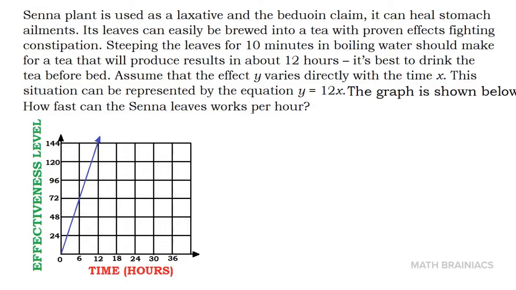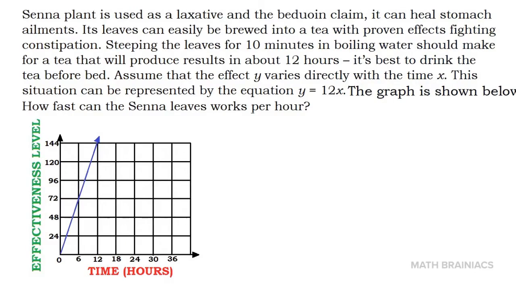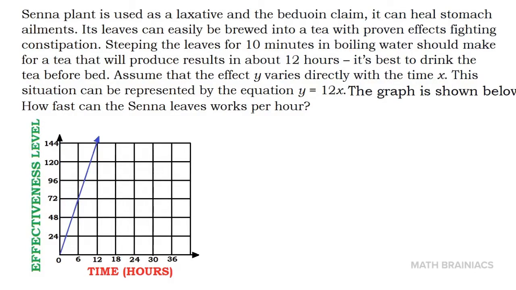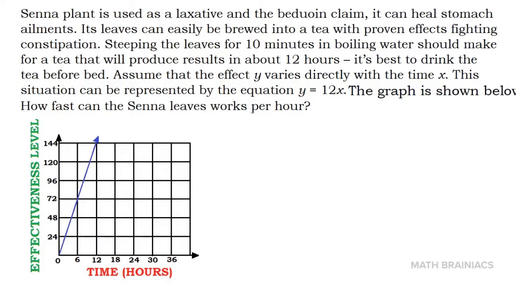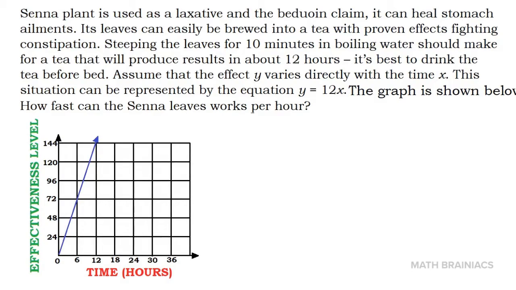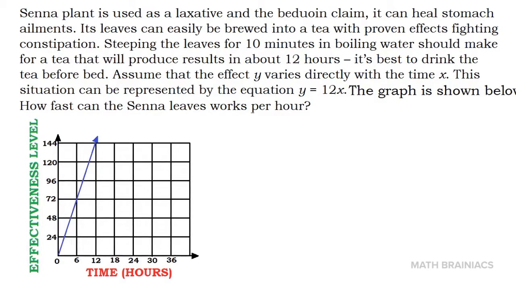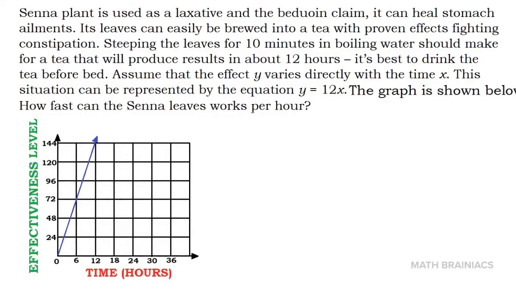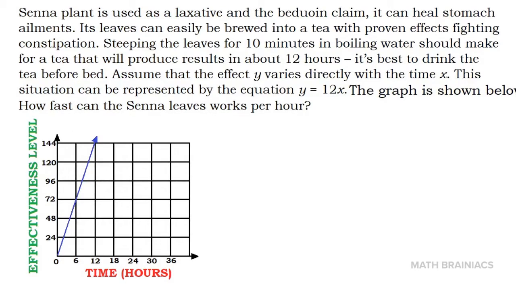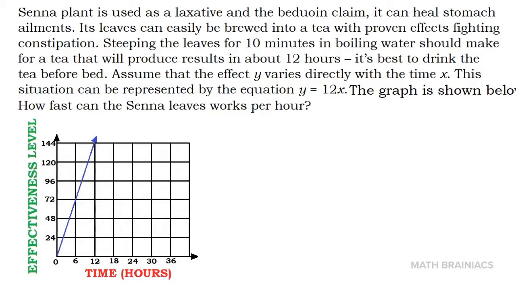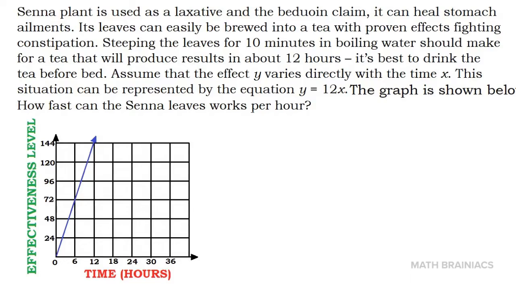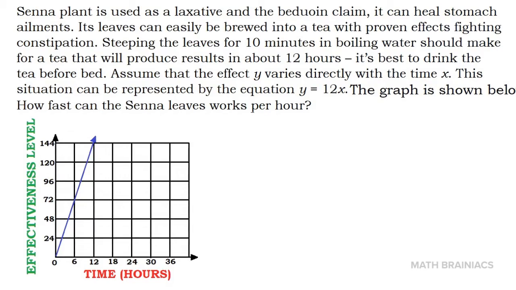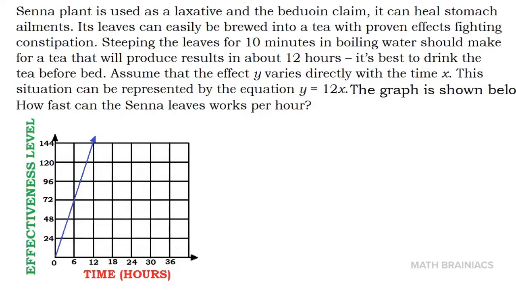Senna plant is used as a laxative, and the Bedouin claim it can heal stomach ailments. Its leaves can easily be brewed into a tea with proven effect, fighting constipation. Steeping the leaves for 10 minutes in boiling water should make for a tea that will produce results in about 12 hours. It's best to drink the tea before bed. Assume that the effect y varies directly with the time x. This situation can be represented by the equation y is equal to 12x. The graph is shown below.